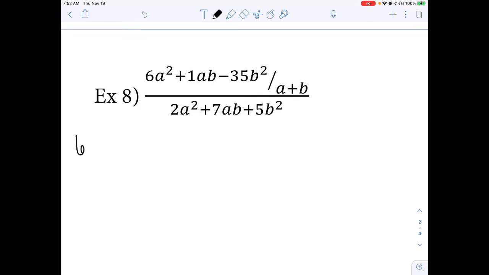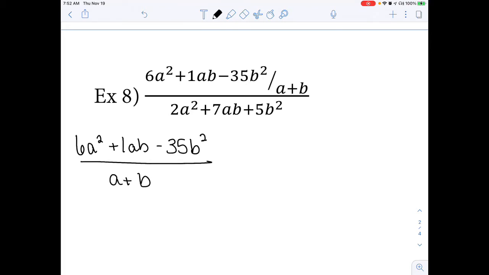So I'm going to rewrite it. 6a squared plus 1ab. I put the 1 in there to be nice. You guys should remember there was a 1 there even if I didn't read it. Over a plus b. This looks very intimidating, but you'll be okay. Now, since this is the denominator, it's technically over 1. So I'm going to divide by a fraction, as easy as pi. Flip the second fraction and multiply.